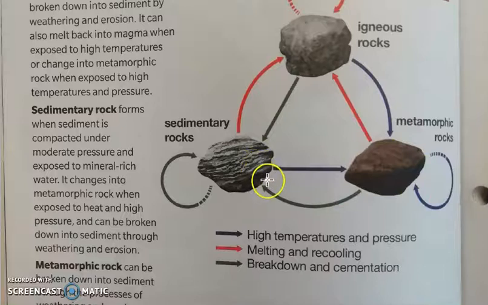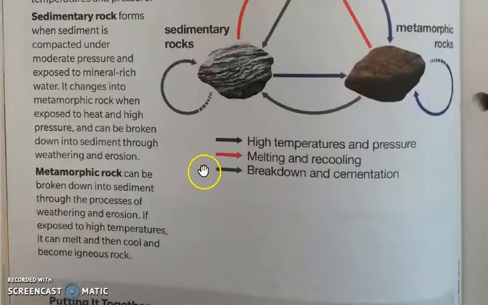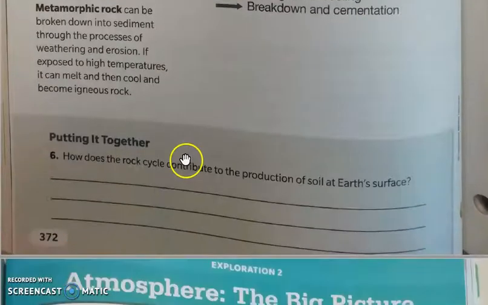So depending on what happens to a rock, it can change into a different type of rock. And these are just the names that we have decided to give to the different types of rocks. And of course, there are lots of different types of sedimentary rock and lots of types of igneous rock and lots of types of metamorphic rocks. But these are the broad categories that we put different rocks into. Okay, so now you know a little bit about the rock cycle, and you can answer number 6.